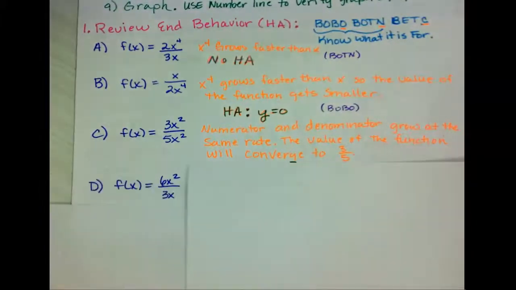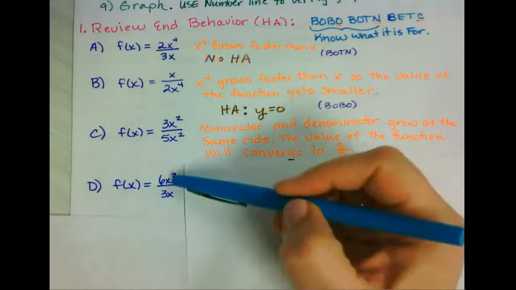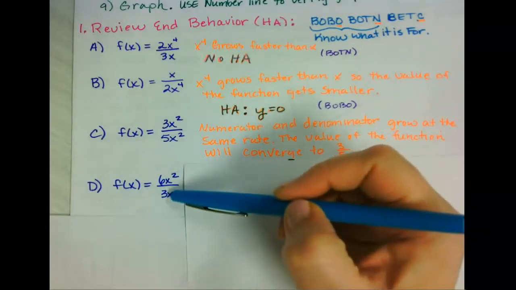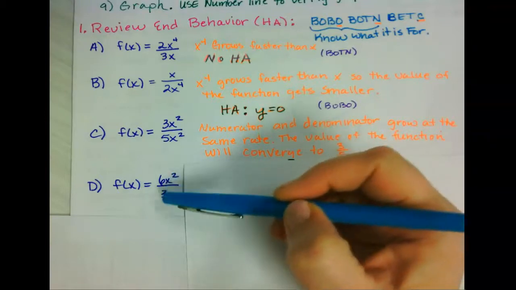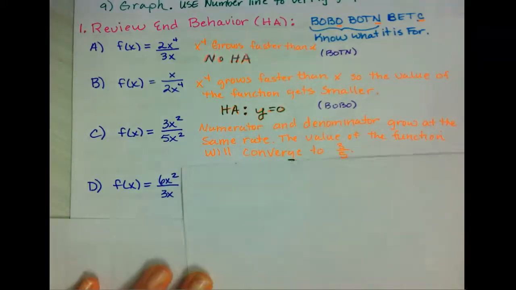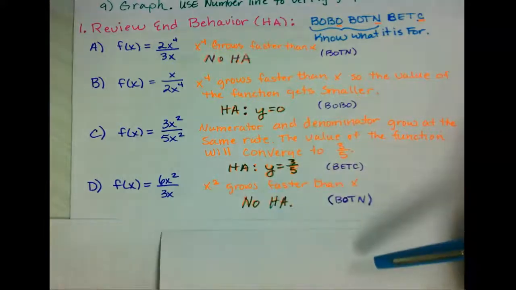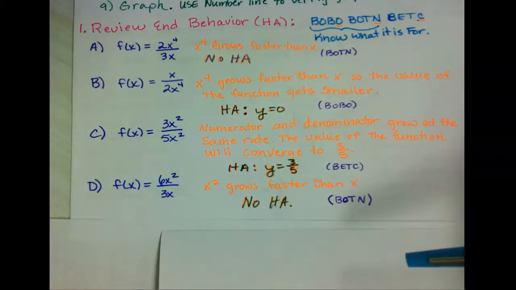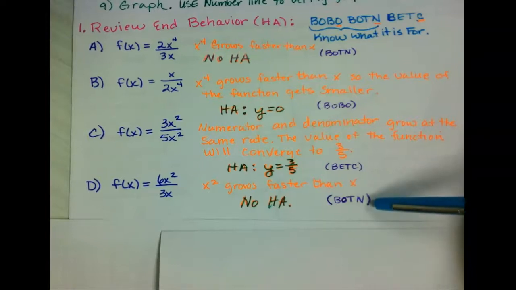Okay, so the last one, take a moment, look at this. We're thinking, okay, x squared on top, x on bottom. I can take 1x out here, I can take 1x out here. So now I have 6x on top. And I know 3 divides into 6 two times. So now I have 2x on top. And that's bigger on the top than the bottom. So I have no HA again. And that is BOBO, BOTN, BETSY. In this case, it would be a BOTN.